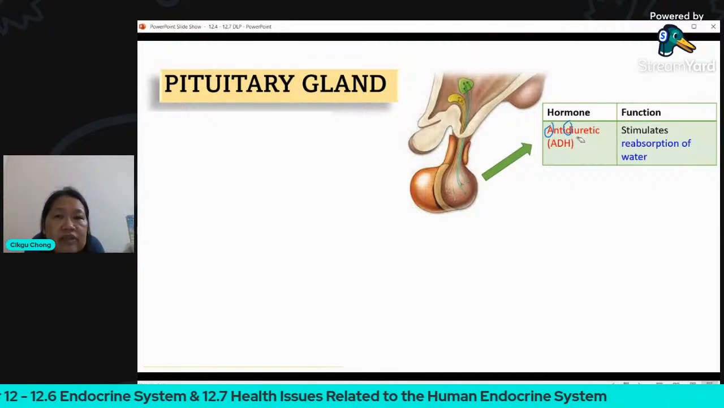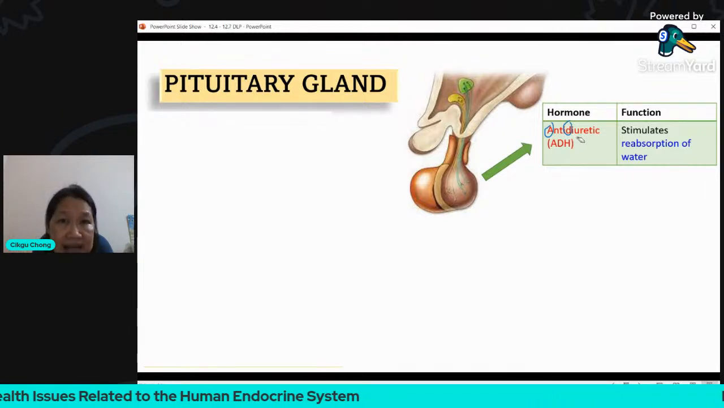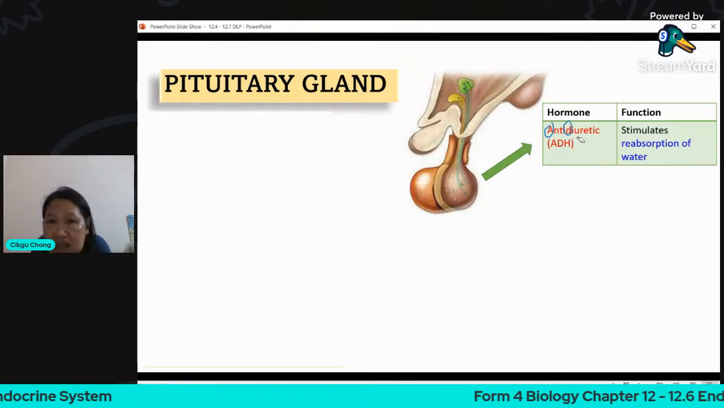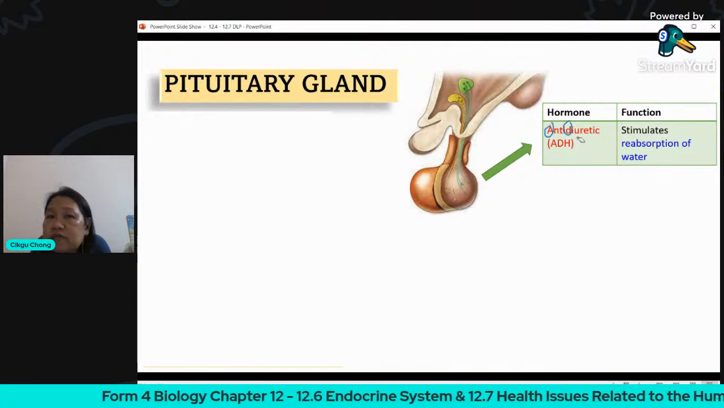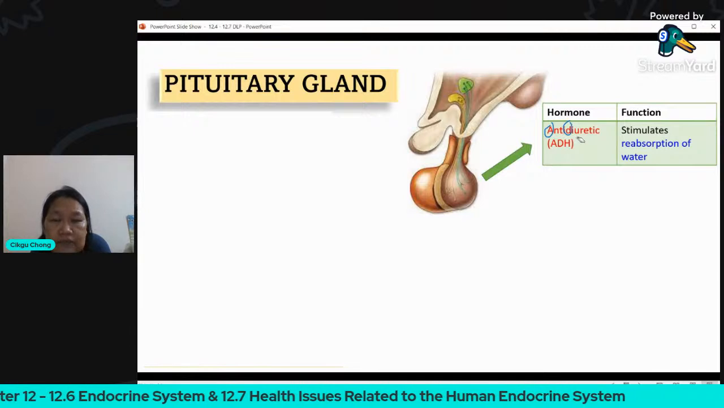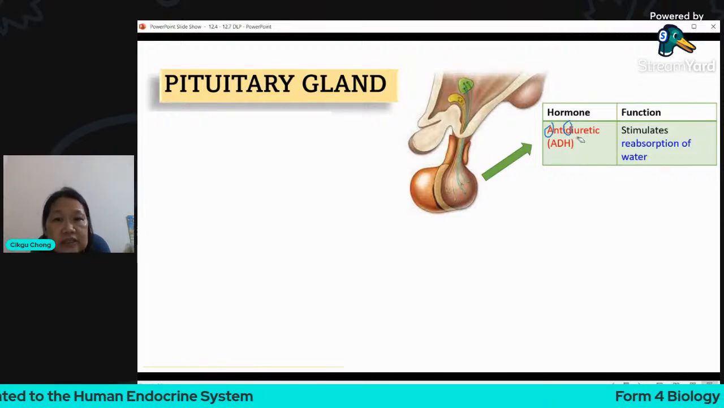And also as a result of that, your urine will be more concentrated, the volume will be less, and probably the color will be a little bit darker, maybe yellowish, because the concentration of waste is higher, the minerals and the salt. So less water, but more concentration of salt there. So it stimulates the absorption of water.